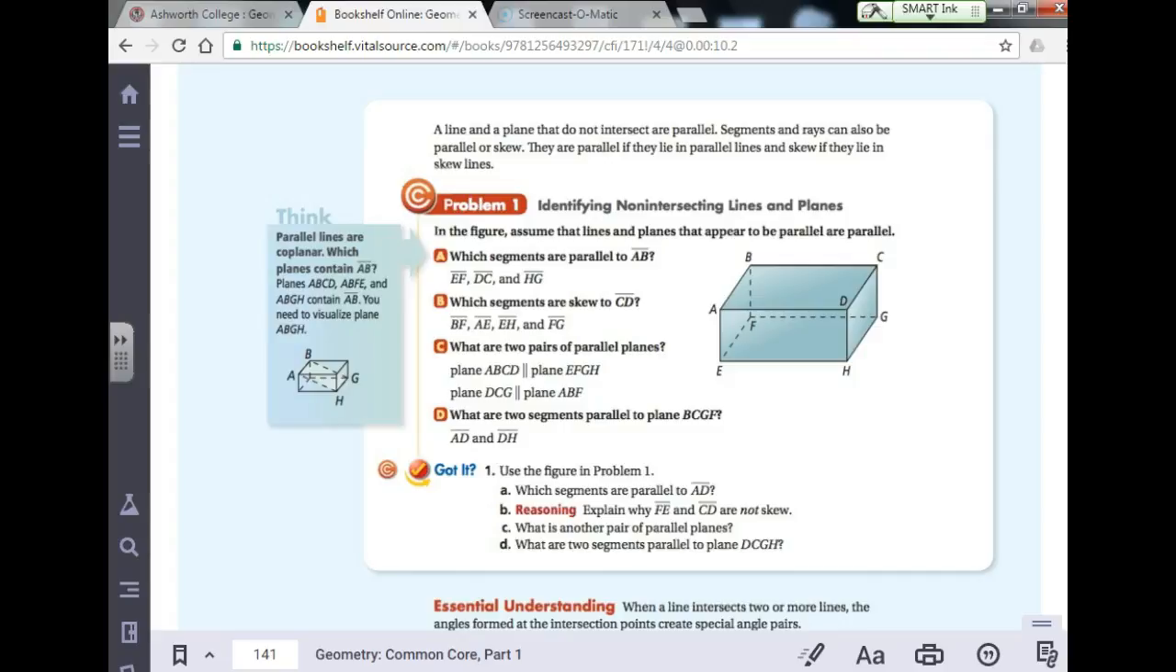What is another pair of parallel lines? Oh gosh, you could pick any. You could pick DH and AE. You could pick EF and HG. There's lots of different ones that you could pick there. What are two segments parallel to plane DCGH? DCGH is, again, this right side over here. So two lines that would be parallel to that would be these over here. You could pick AB, you could pick EF, you could pick AE, you could pick BF. Any one of these that make up this left side would be parallel to the ones that make up this right side. All right? Hope that was helpful.